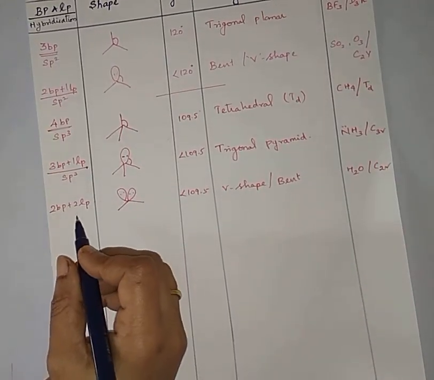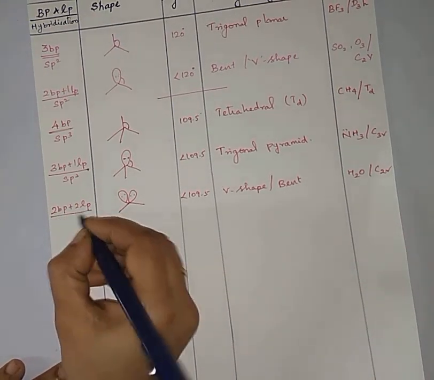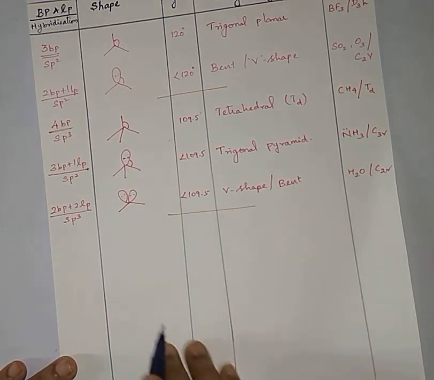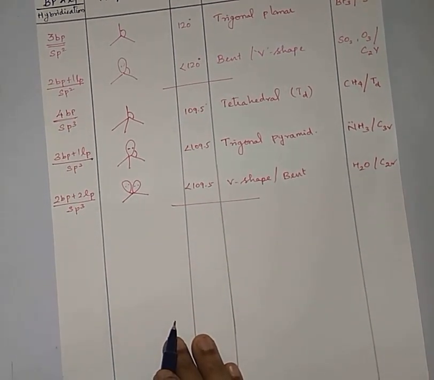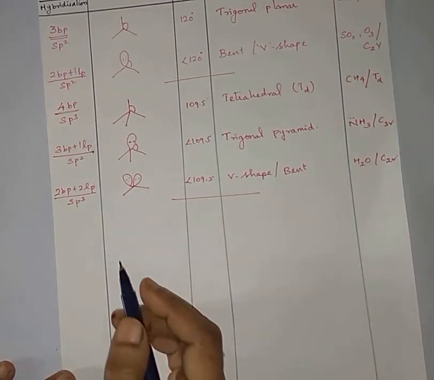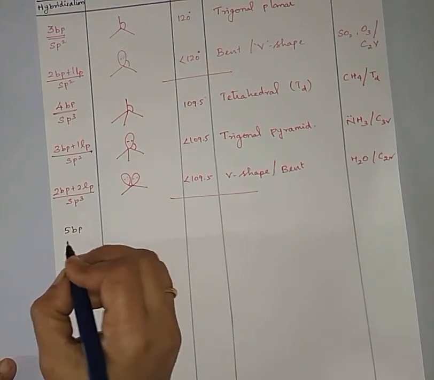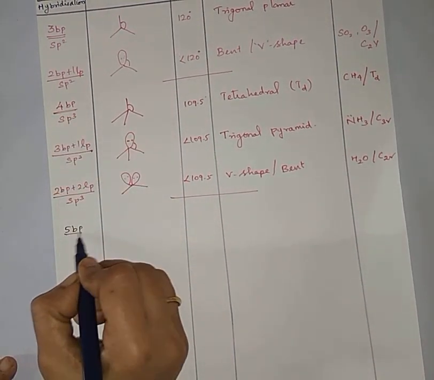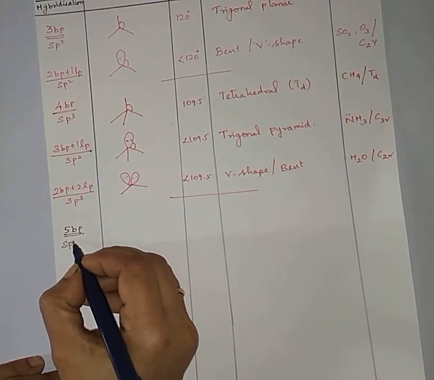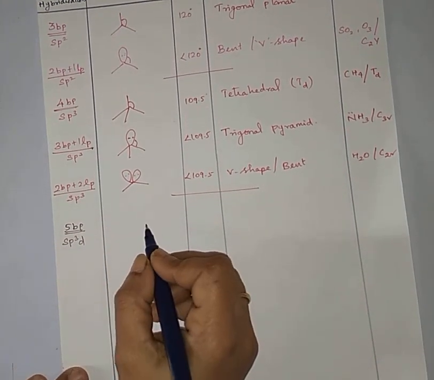Okay. Here also the hybridization is sp3. Now this is over. The next one, 5 bond pair. If it is all 5 bond pairs, what is the hybridization? sp3d. Here 1, 2, 3, 4, 5. sp3d. What is the structure?